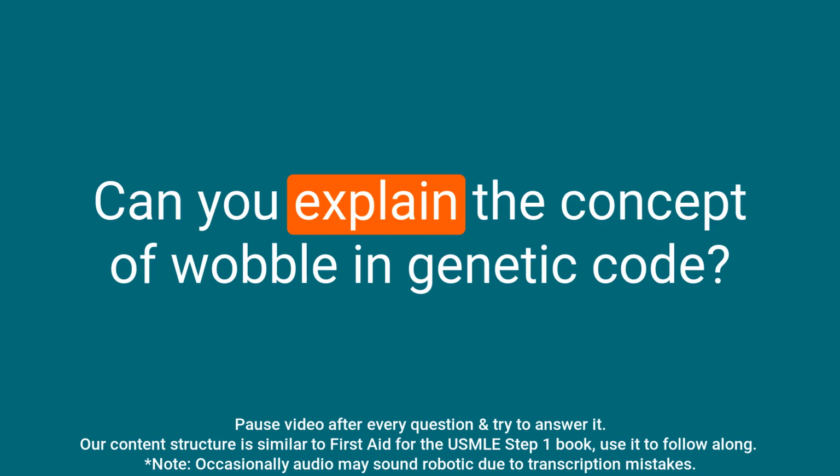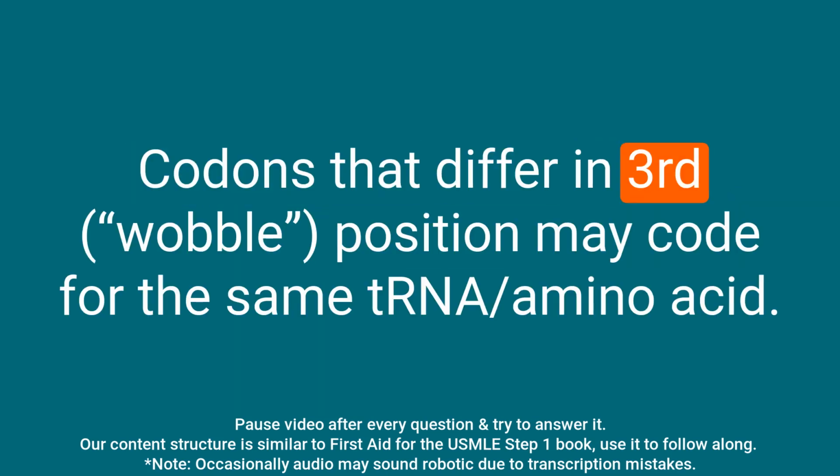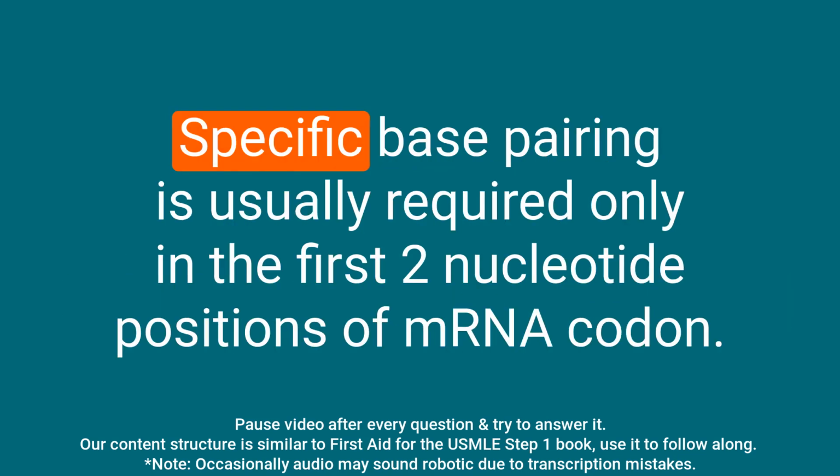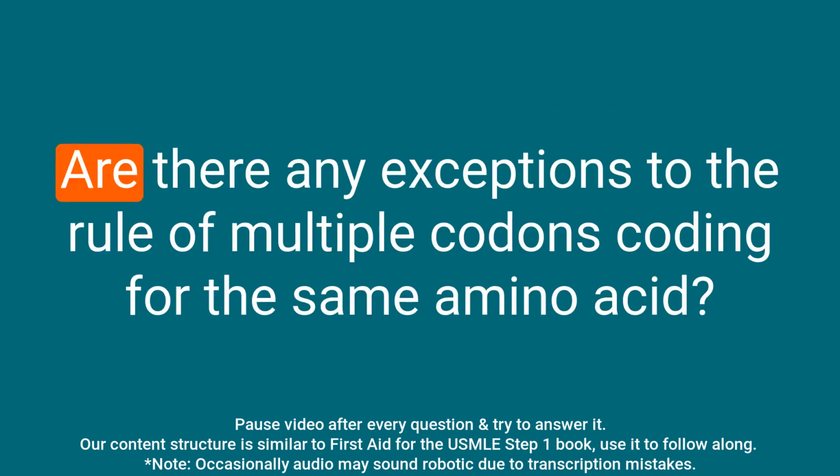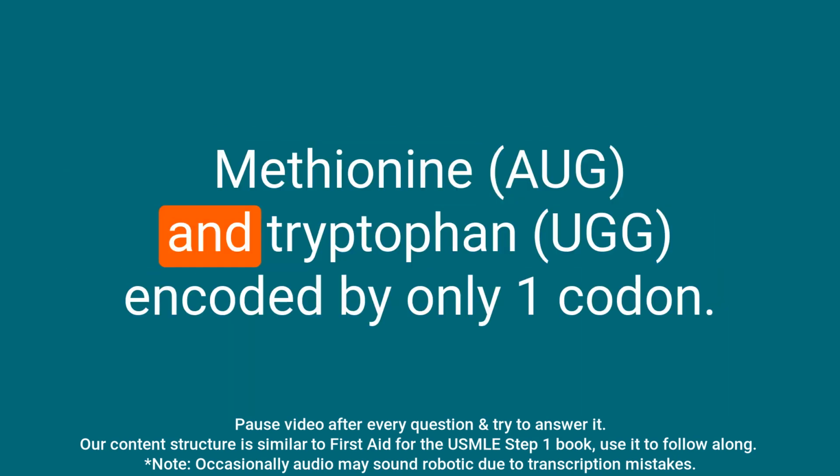Question: can you explain the concept of wobble in genetic code? Answer: codons that differ in third position may code for the same tRNA amino acid. Specific base pairing is usually required only in the first two nucleotide positions of mRNA codon. Question: are there any exceptions to the rule of multiple codons coding for the same amino acid? Answer: methionine and tryptophan are encoded by only one codon.